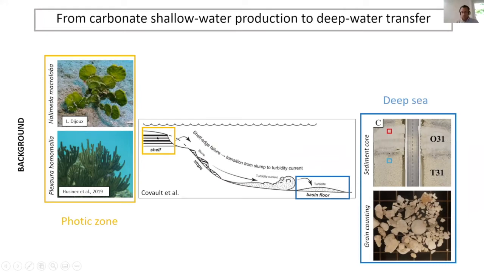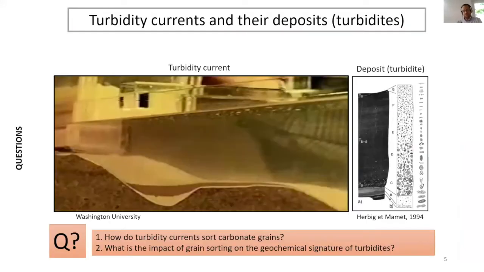And finally they end up on the basin floor. The transfer is made through turbidity currents, and the deposit is called a turbidite. You have an example here of a turbidite in a deep sea core retrieved from the Bahamas, and the carbonate particles that were found within this core.